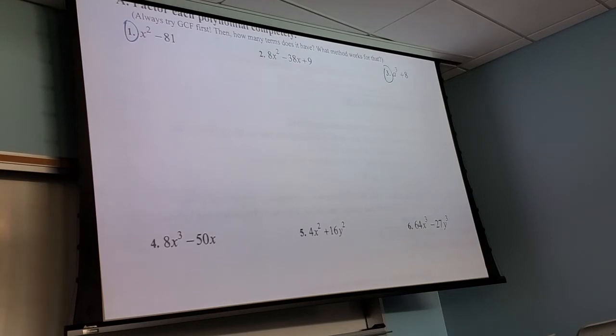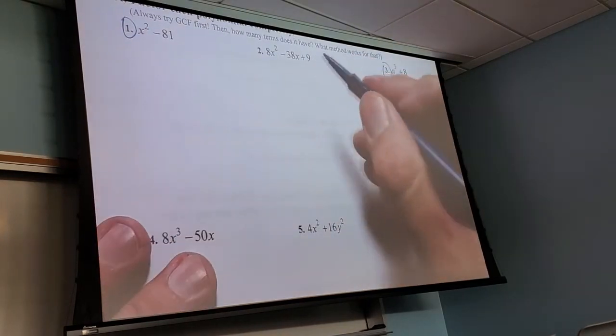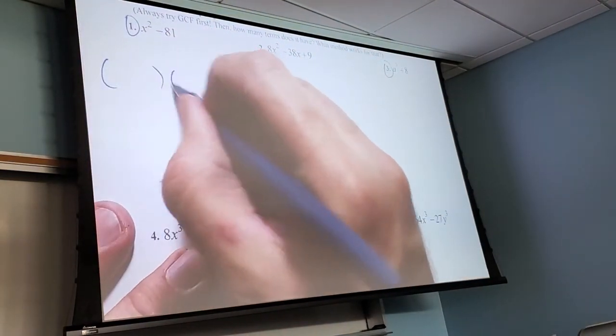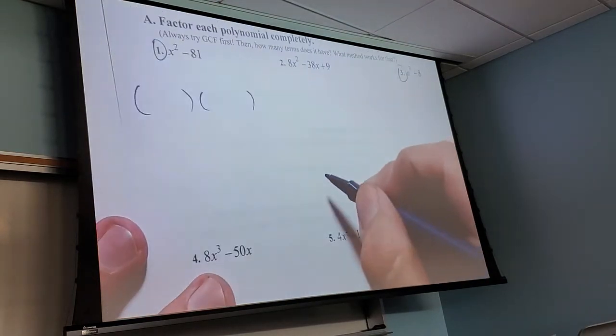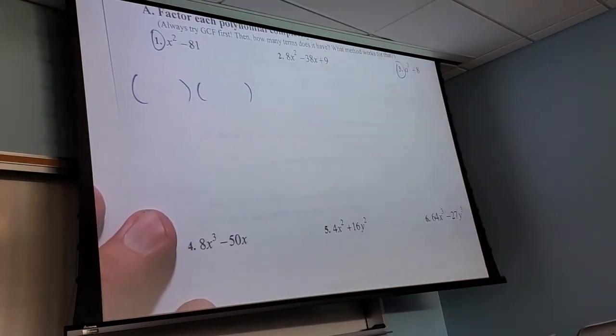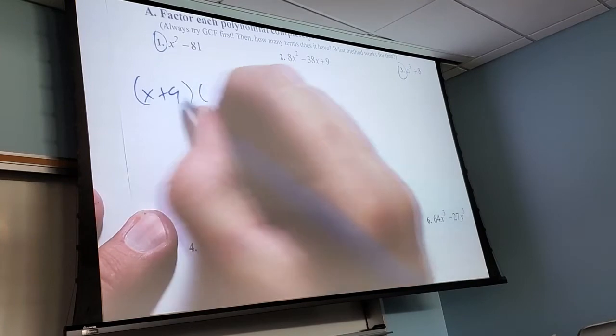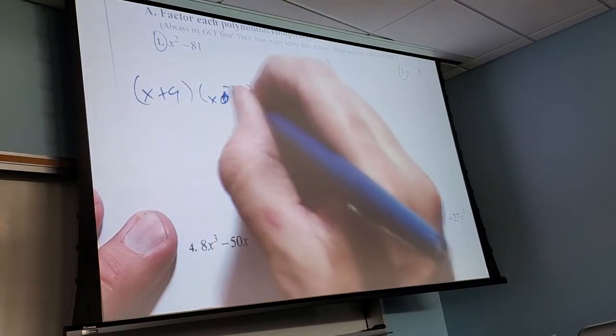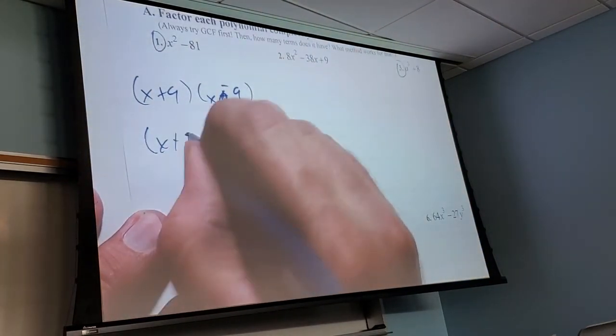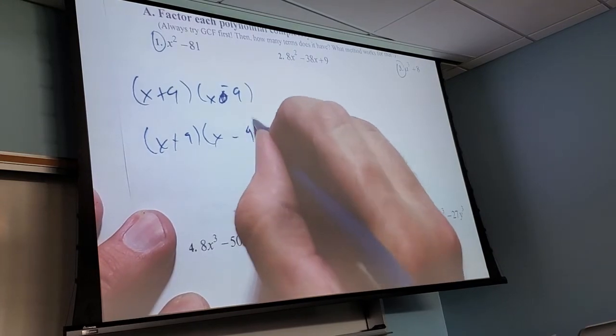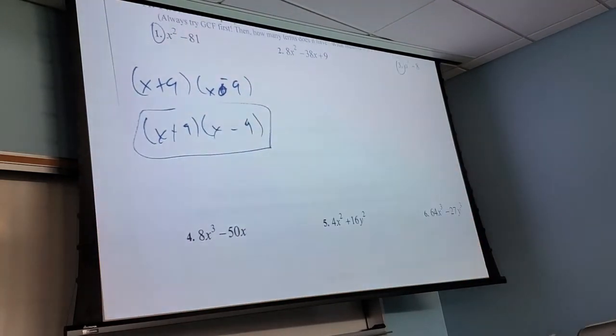All right, number 1 has to be quick, right? What does that come out to be? Just cut x in half, cut 81 in half. And when I say cut it in half, I mean multiplicatively, because FOILing is multiplying.